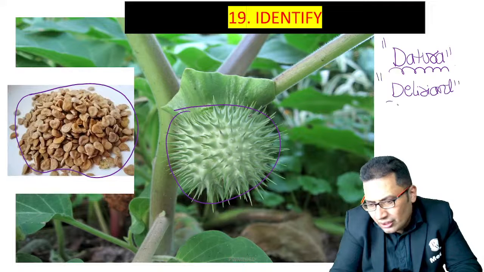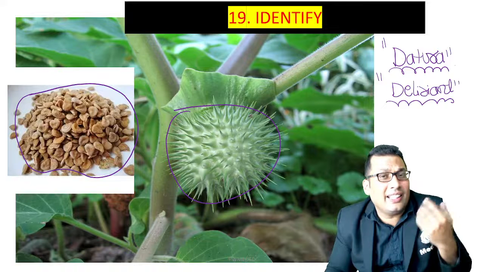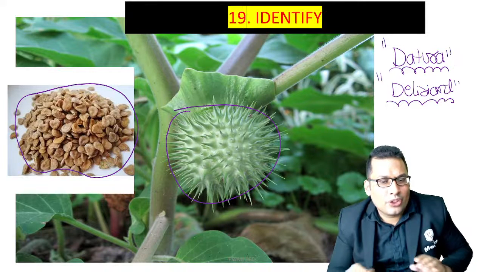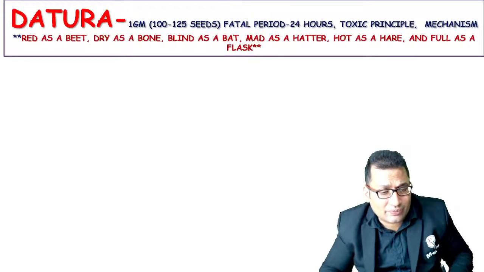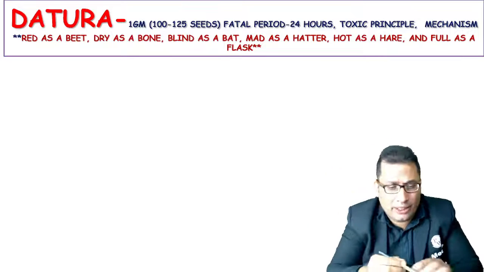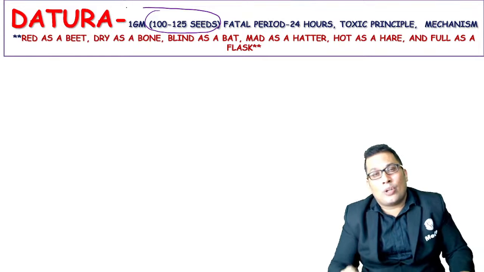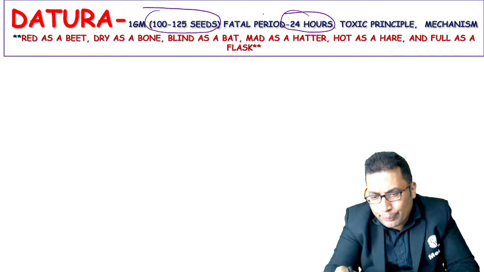Deliriant means the agent that leads to delirium. Delirium means a confused, disoriented state. So let's discuss some points about datura poisoning, very commonly asked. What is the fatal dosage of datura? Your answer should be 100 seeds or 125 seeds. What is the fatal period? 24 hours.